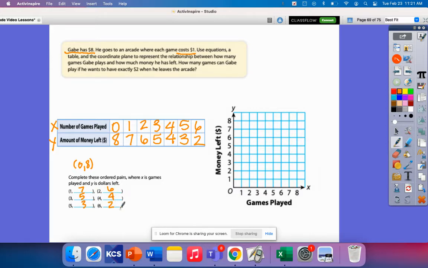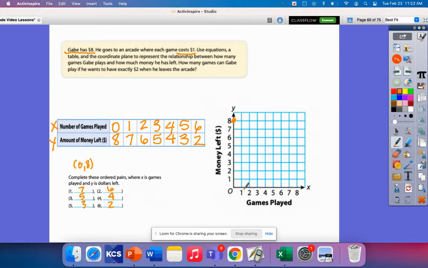Now I can take these ordered pairs and find the location on the coordinate plane. If he played 0 games, remember this is our origin. It's kind of our starting point, but we're not always going to have to plot a point here. In this case, we will not be plotting a point, but it is important because we do have this value right here. If he played 0 games, he would still have $8. So I'm going to plot a point right here.